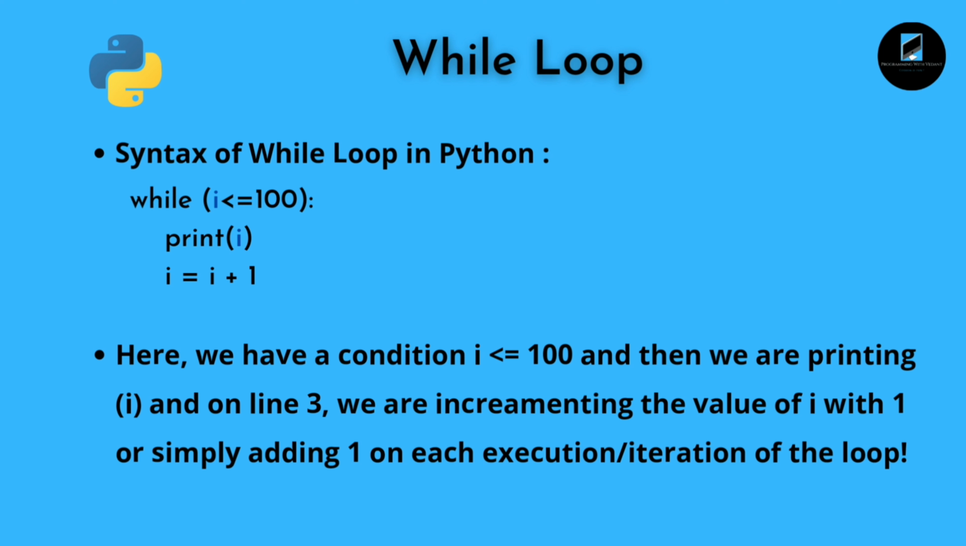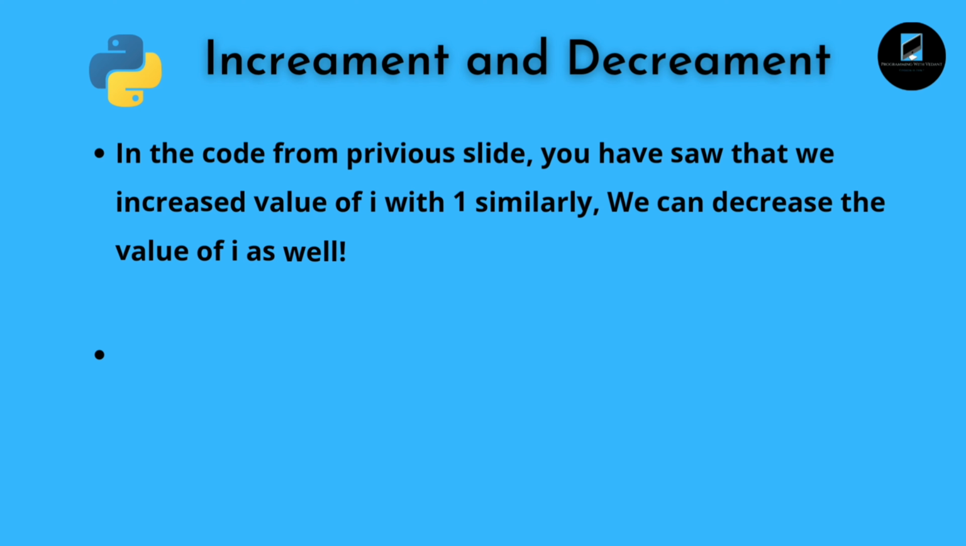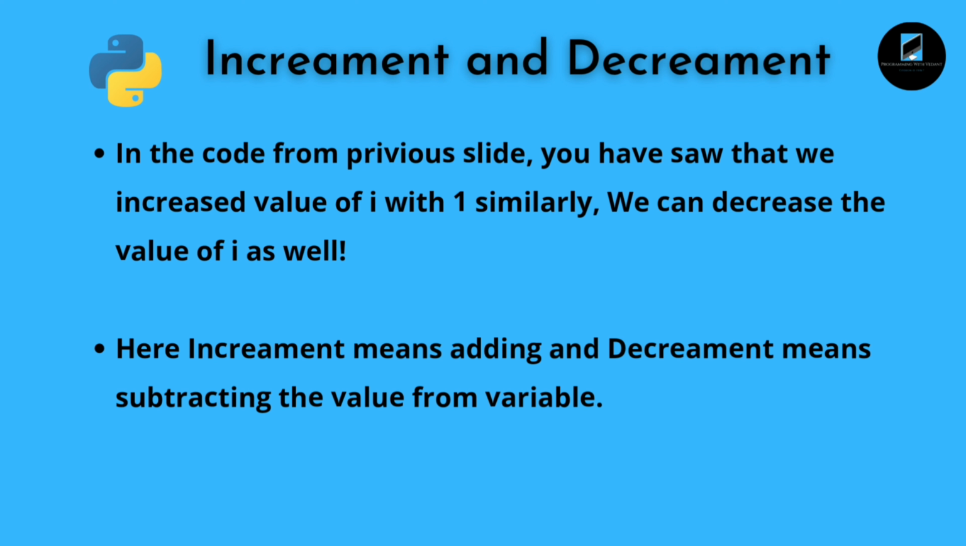Here we have a condition, I should be less than or equal to 100, and then we are printing I on line 3. We are incrementing the value of I by 1, or simply adding 1 on each execution or iteration of the loop.